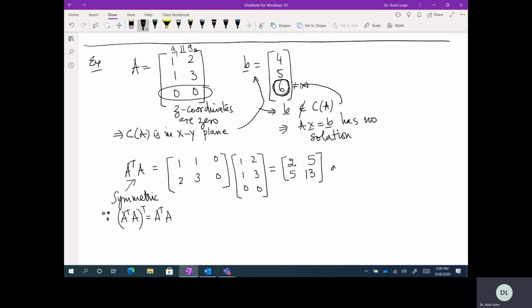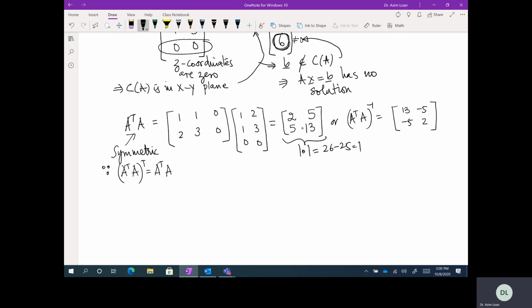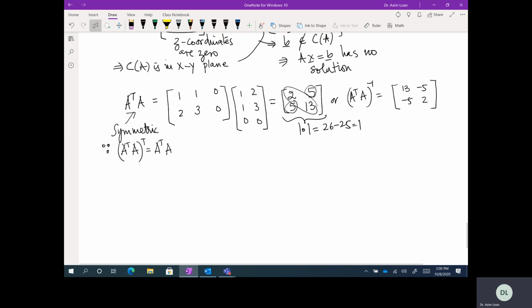Okay. And (A transpose A) whole inverse equals 13, and so this is 26. So the determinant over here is 26 minus 25, which is 1. And then I simply swap these two. So I have 13 here, 2 here, minus 5 here, minus 5 here. This is what you do in a 2 by 2 to find the inverse. You swap these two and negate these two. So this is (A transpose A) whole inverse.